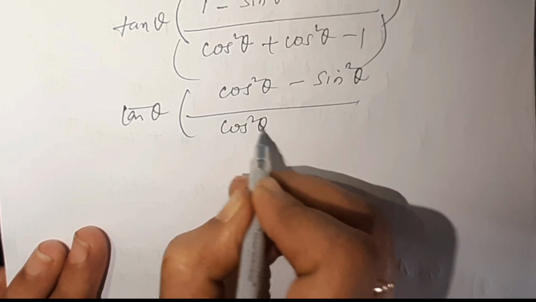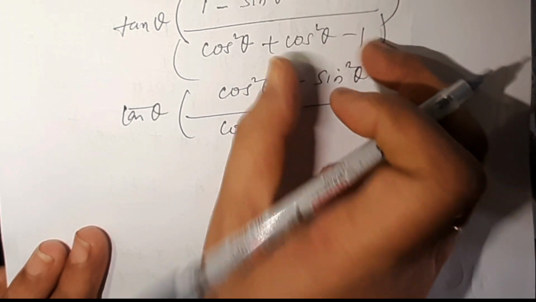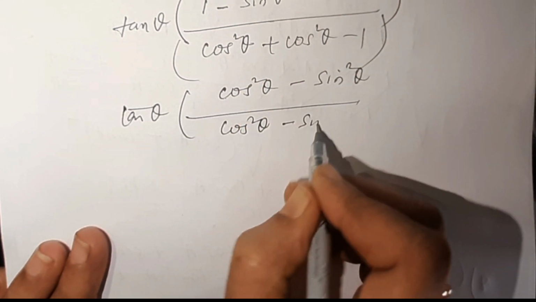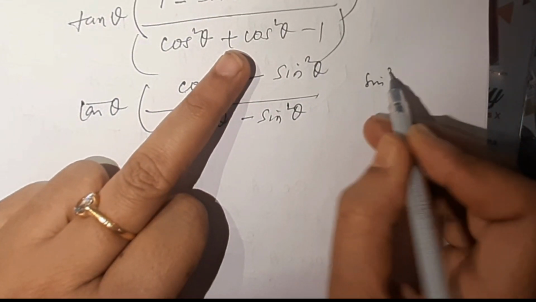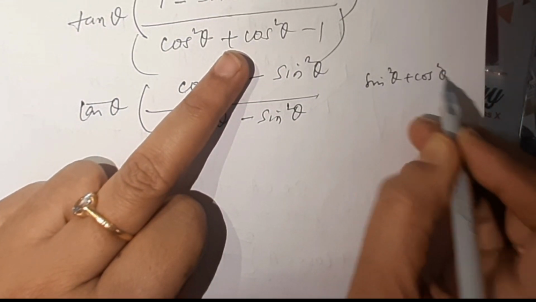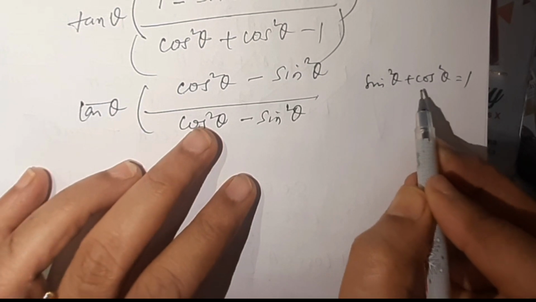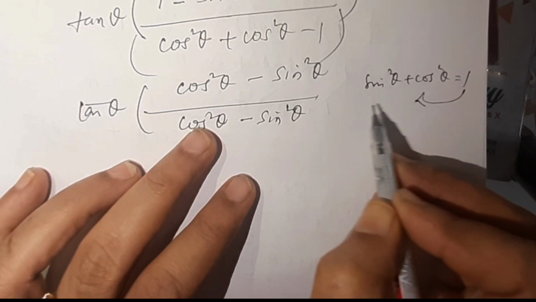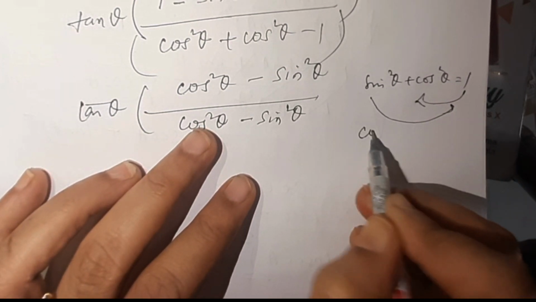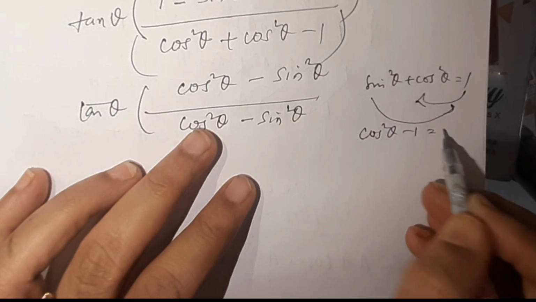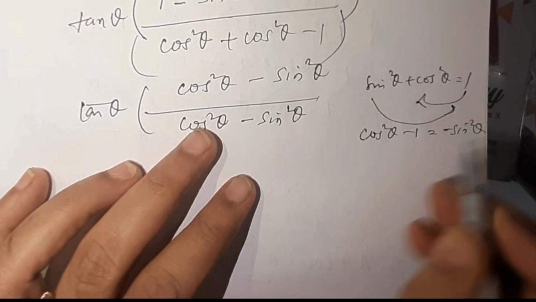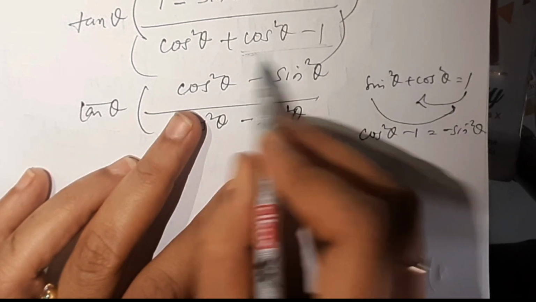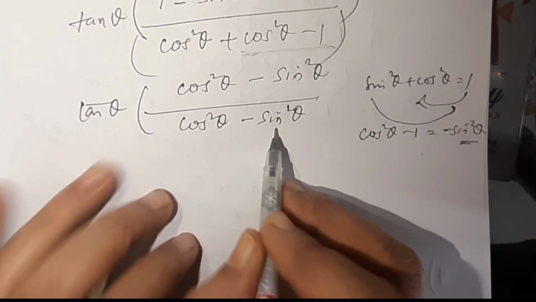Now cos square theta, 1 minus cos square theta minus 1 will be minus sin square theta. So have we got this? You know the identity, sin square theta plus cos square theta is 1. If I shift this 1 to this side and sin square to that side, this will be cos square theta minus 1, where the sign will be minus sin square theta as we are shifting it. So I replace 1 minus cos square minus 1 as minus sin square theta here.